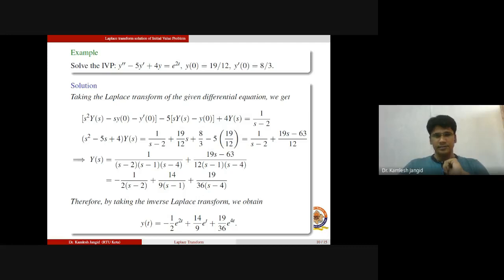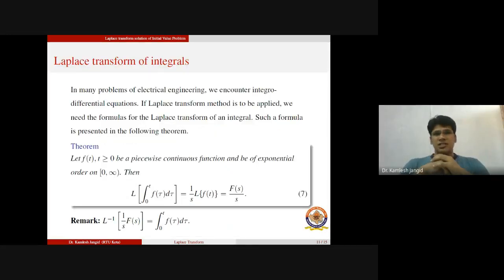Now, Laplace transform of integrals. In the previous section, we studied the Laplace transform of derivatives. In this section, we shall study the Laplace transform of integrals. In many problems of electrical engineering, meaning LC circuit or RC circuit problems, we encounter integro-differential equations. An integro-differential equation means a relation which consists of derivatives as well as integrals. Such relations are known as integro-differential equations.